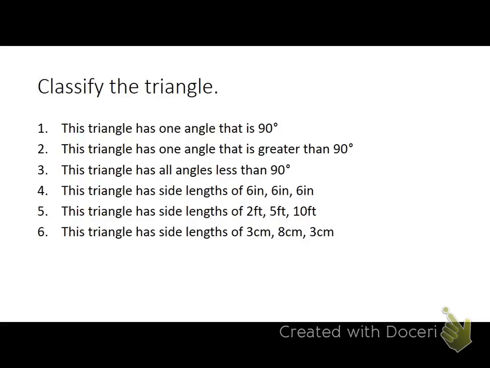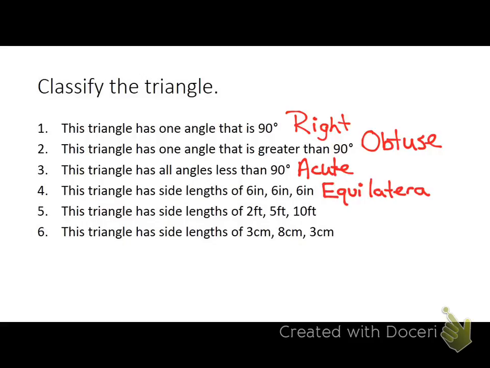All right, now classify each triangle. Answer these 6 questions. You don't have to say triangle on each one of them. Just classify what type of triangle it is. Number 1, what kind is it? It's a right triangle. Number 2, obtuse. Number 3, acute. Number 4, equilateral. Did you spell it right? No. You have to spell it right. Number 5, scalene. Number 6, isosceles. Make sure you spell them right. So, know your different types of triangles.